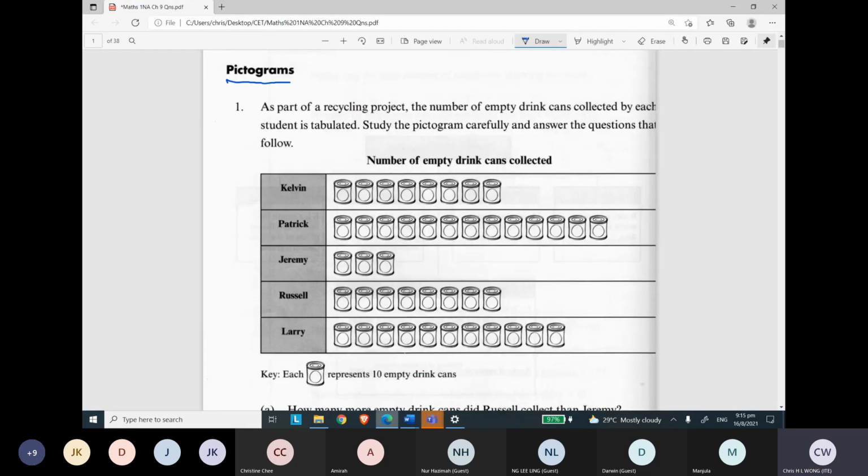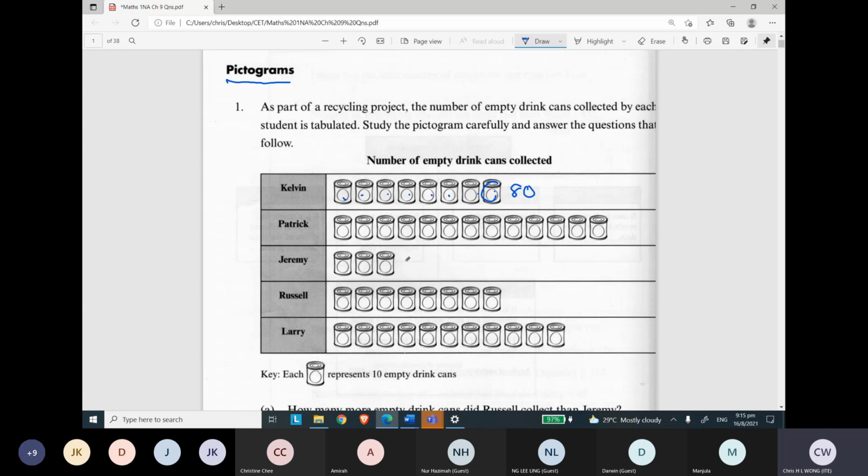Okay, let's look at this. As part of the recycling project, the number of empty drinks collected by each student is tabulated. Study this pictogram carefully and answer the questions, all right? Write down, I told you to write down, right? Always write down on that exam paper. So one tin represents how many? 10 empty drinks. On the right of the diagram, 1, 2, 3, 4, 5, 6, 7, 8. Always write down on your exam paper, or else you will forget.